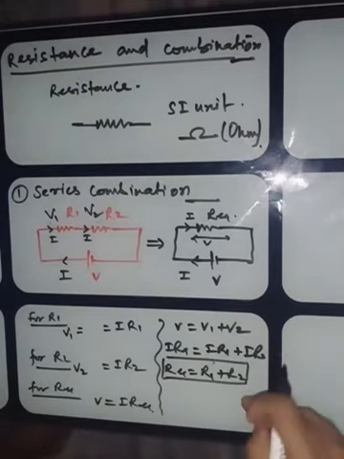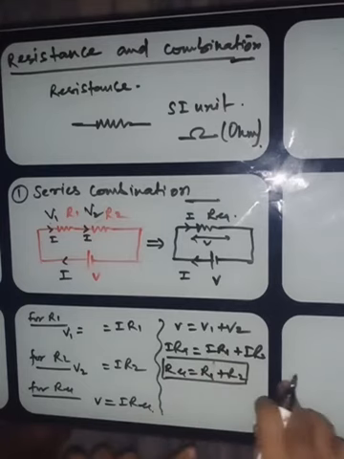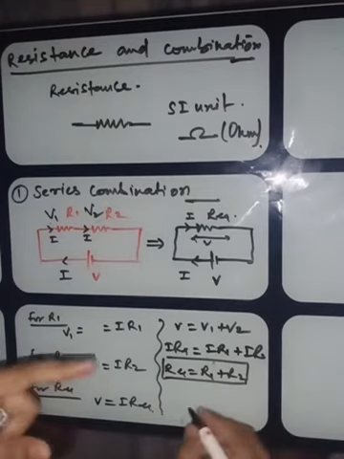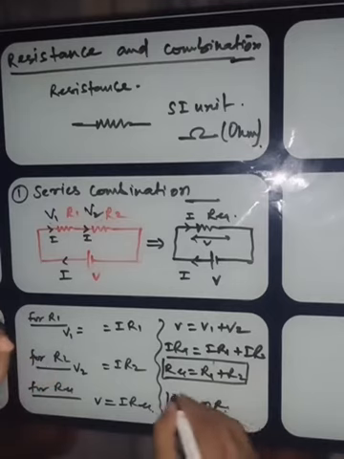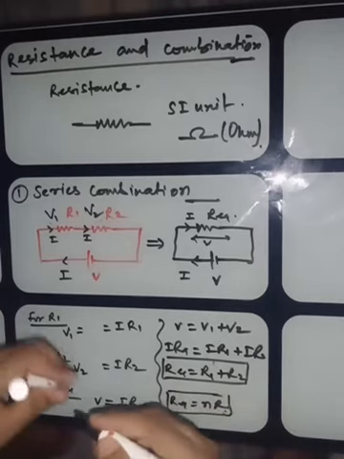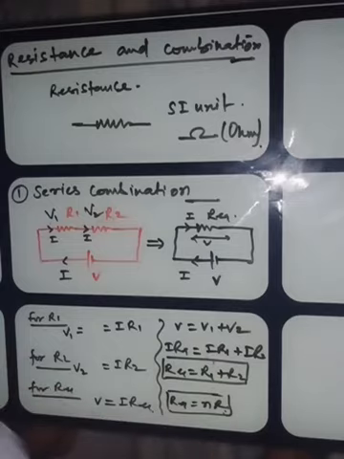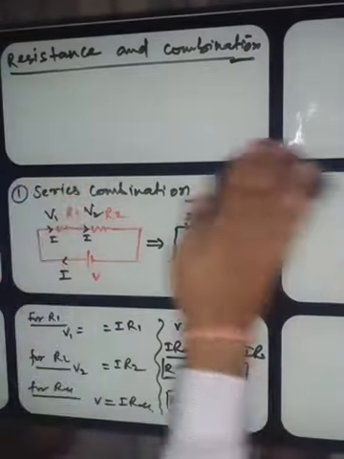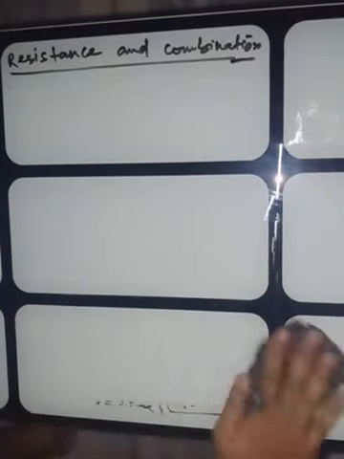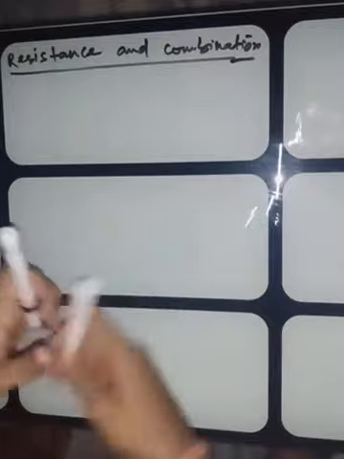So equivalent resistance in series combination will be R1 plus R2, and for n identical resistors, R equivalent will be n times R. Already we have discussed this in capacitors, that's why I'm not taking so much time explaining this one. Now the parallel combination, my dear student. Even you can do the parallel combination. This is not very difficult for you.